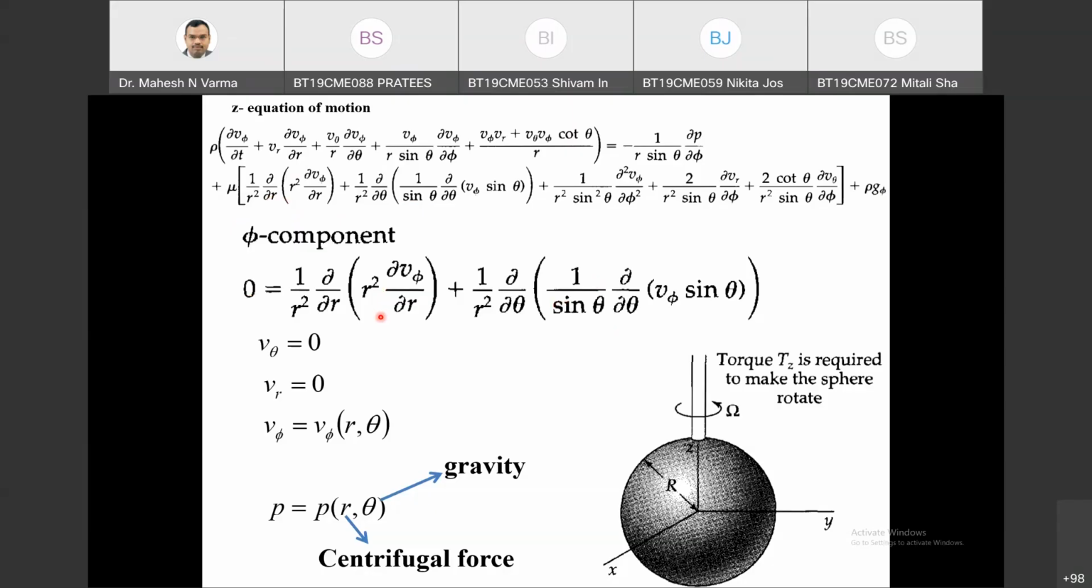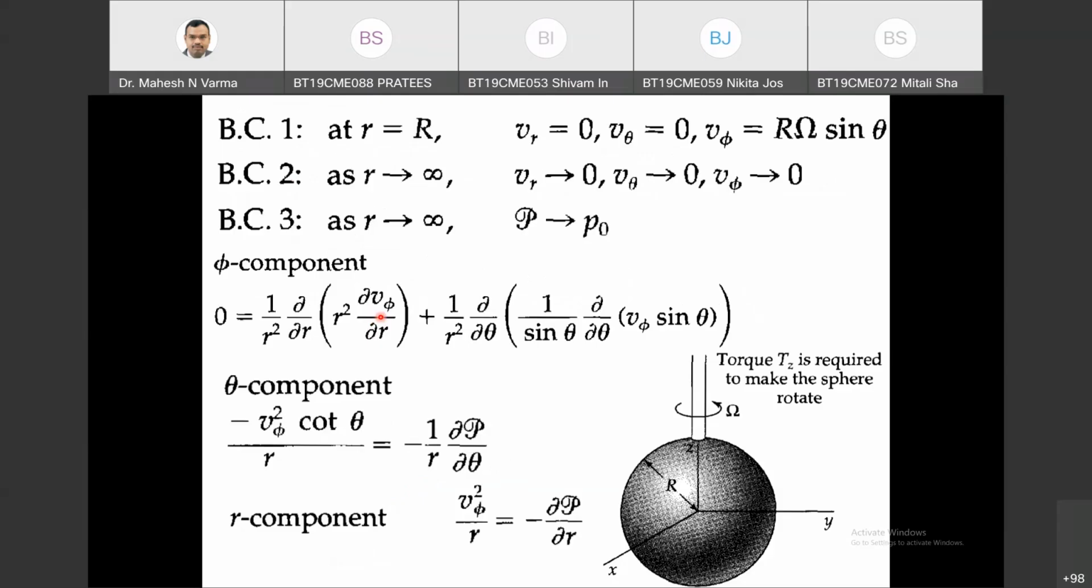Now the overall problem boils down to this. The phi component will give me a velocity profile. The theta component will give me a variation of pressure with respect to theta, and the R component will give me a variation of pressure with respect to R. These are all the available boundary conditions.